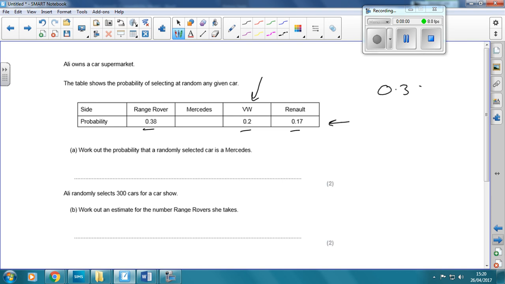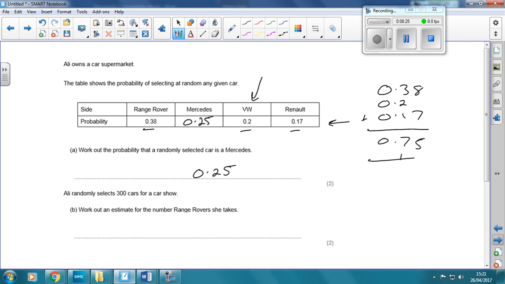So 0.38, 0.2, 0.17, you add those together, that's going to be 5, carry the 1, so that's 3, 4, 5, 6, 7, and then you've got 0.75. So what do you add on to 0.75 to get up to a whole one? That's going to be 0.25. Doesn't matter if you write it here or on the answer line. Either way, you're going to get the mark.